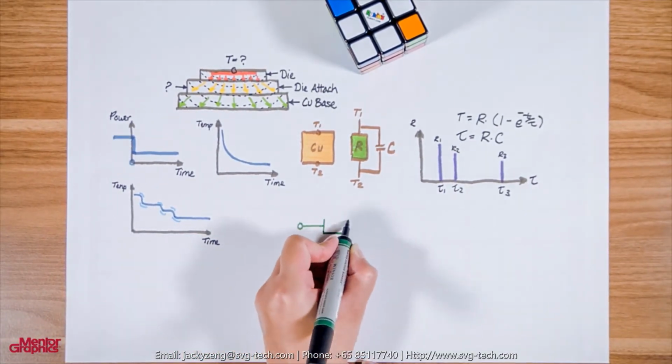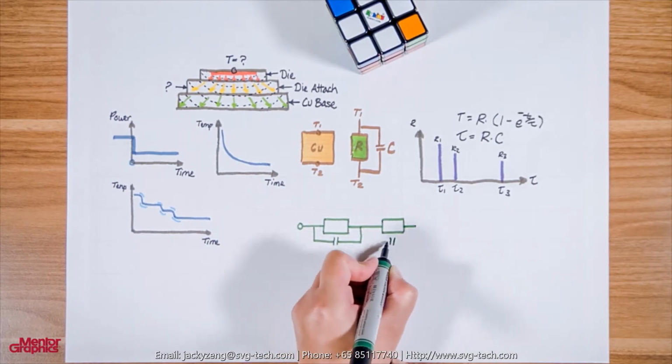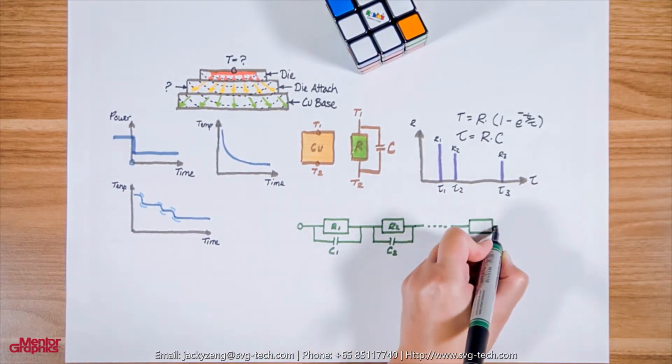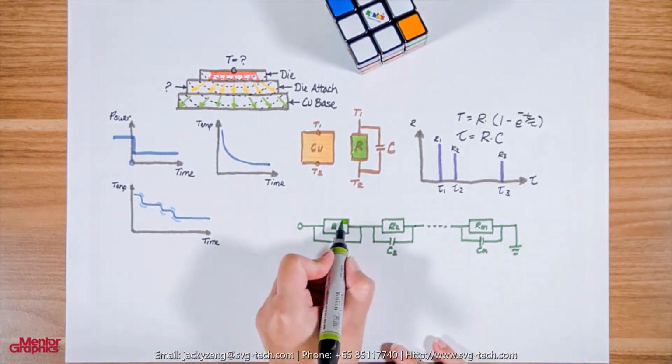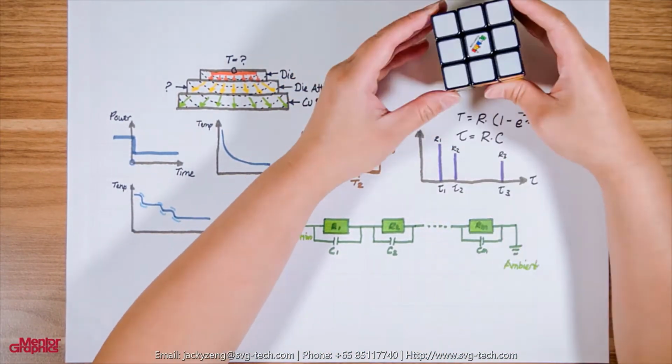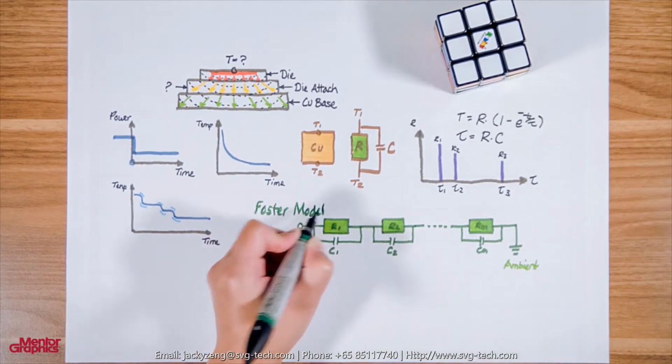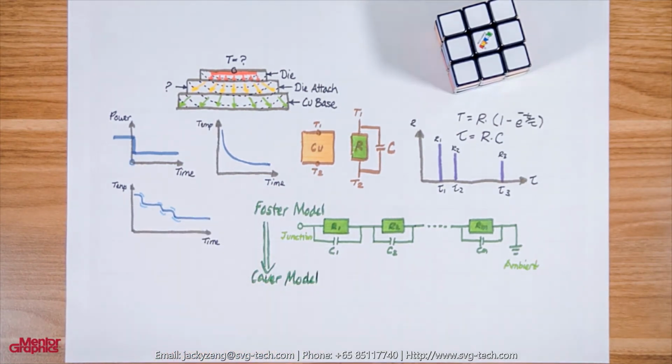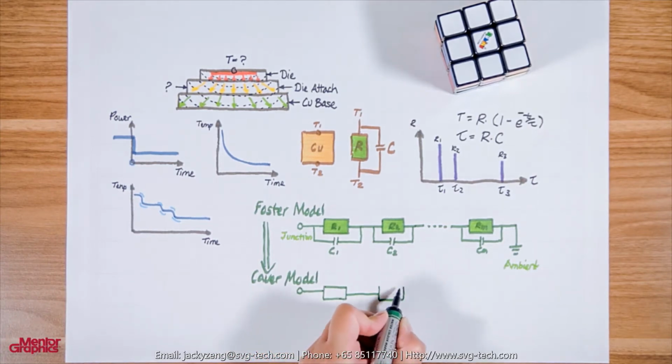Based on this curve, we create a model like this. There is a mathematical way of getting these R and C numbers, so we can give a perfect description of the behaviour of our package. To do this, the Foster model can be transformed into the Cauer model, which carries the same information but can be read as a physical model of the real structure.